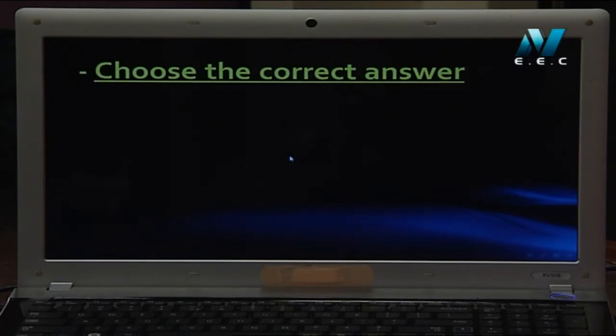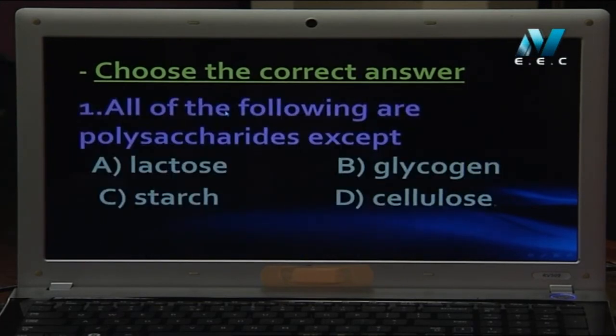I have some questions. Let's discuss this with you and try to answer this question together. Choose the correct answer. All of the following are polysaccharides except, do you remember polysaccharides has many sugar: lactose, starch, glycogen and cellulose.